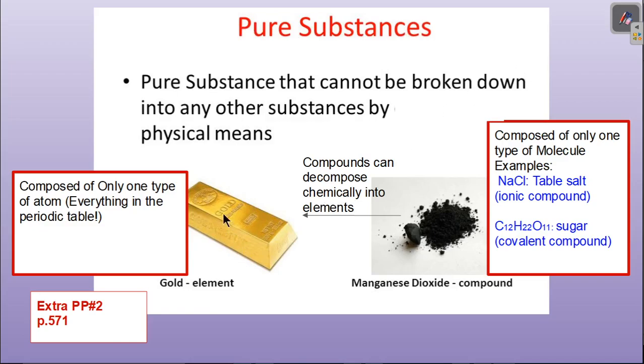Here's another example. You have gold, only atoms of gold present right here. So this is an element. Right here you have manganese dioxide. So this is a covalent substance, remember, because it has that word "di." So when you name it, you already know it's covalent. It's a compound. It has manganese and oxide, 1 to 2.